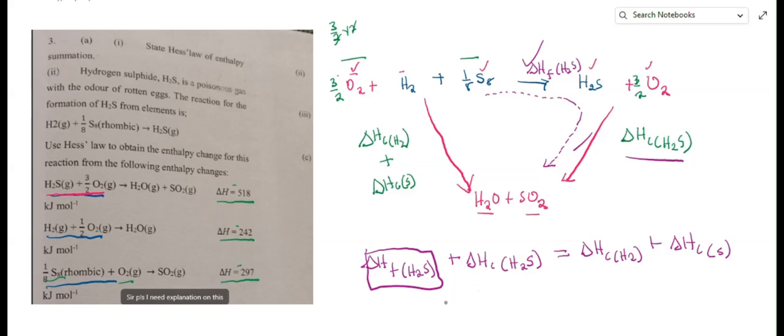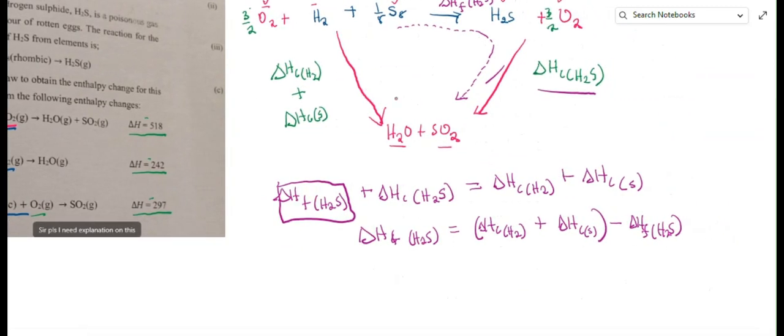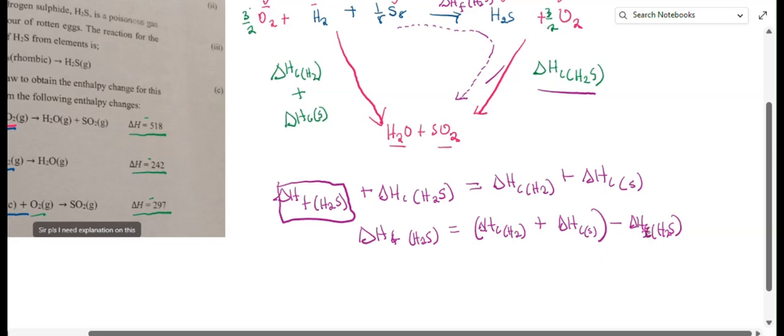So the one we are calculating, heat of formation of H₂S, will equal heat of combustion of hydrogen gas plus heat of combustion of sulfur minus heat of combustion of H₂S. So we just put those values in.